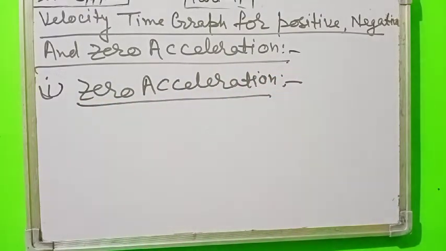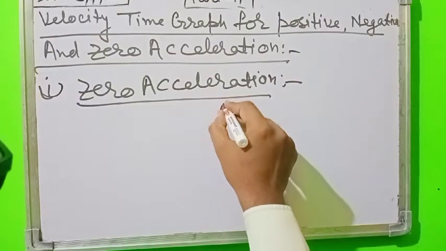Zero acceleration means if the body is moving with constant velocity. Suppose a bike is traveling with a speed of 3 meters per second continuously. With the passage of time, with the increase of time, its velocity is constant. Means you can say that since the velocity is not increasing or decreasing, the body has zero acceleration or no acceleration.